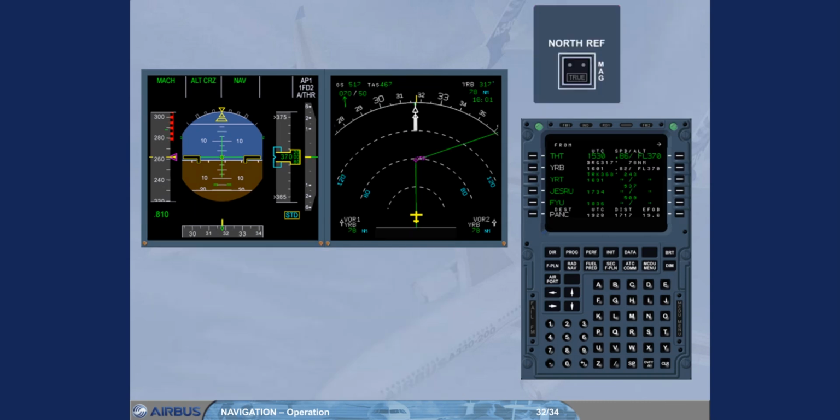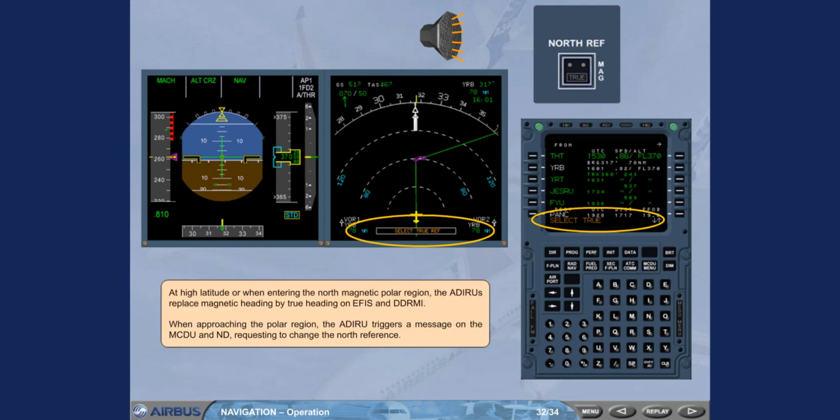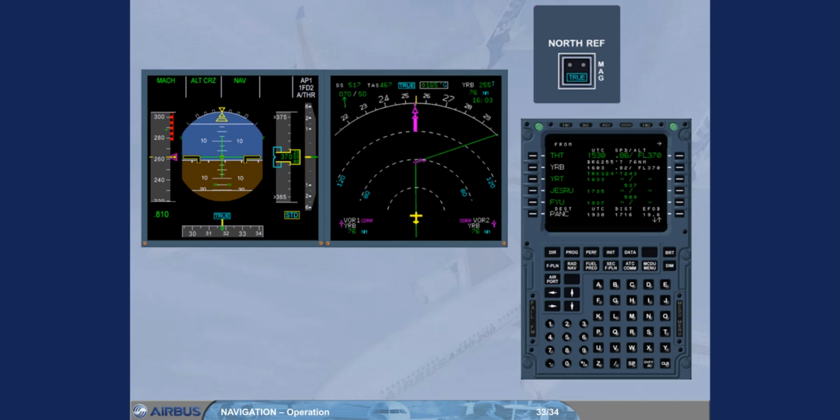At high latitude, or when entering the North Magnetic Polar region, the ADIRUs replace magnetic heading by true heading on EFIS and DDRMI. When approaching the polar region, the ADIRU triggers a message on the MCDU and ND requesting to change the north reference. When TRUE is selected, true heading is displayed on the instruments.